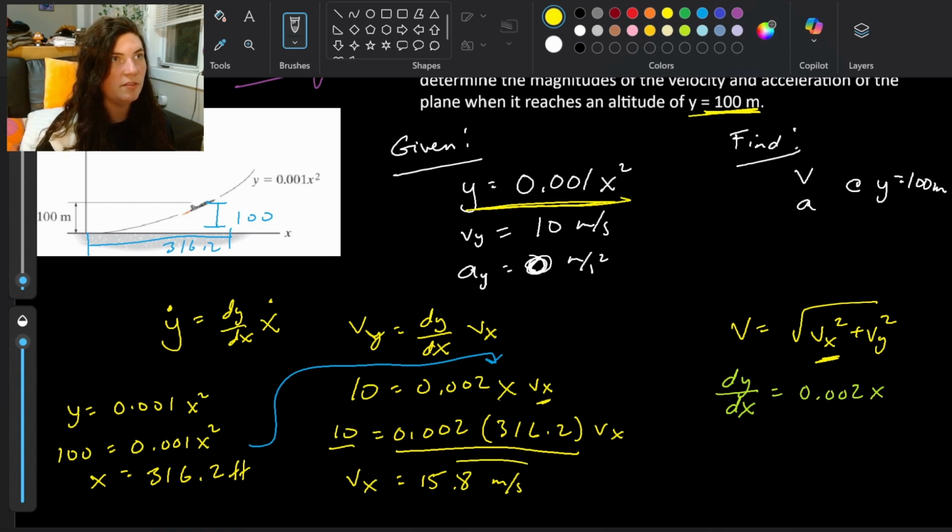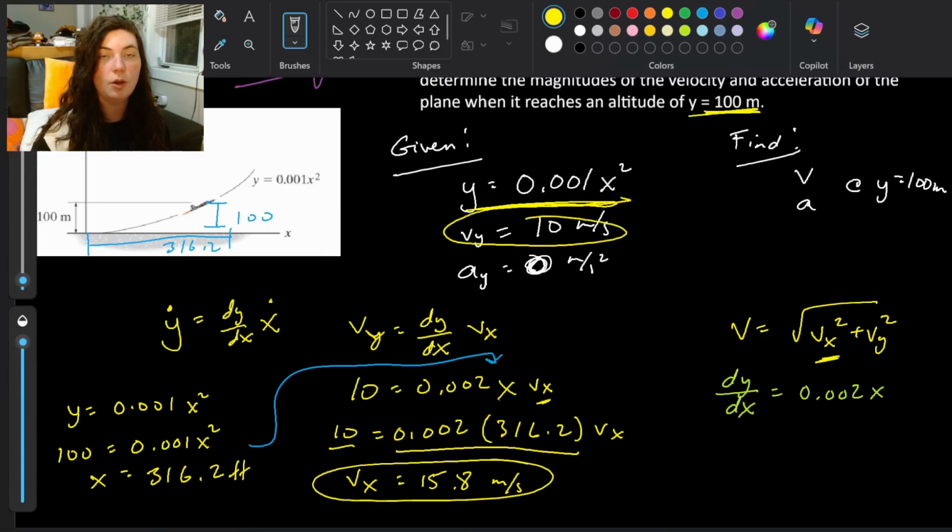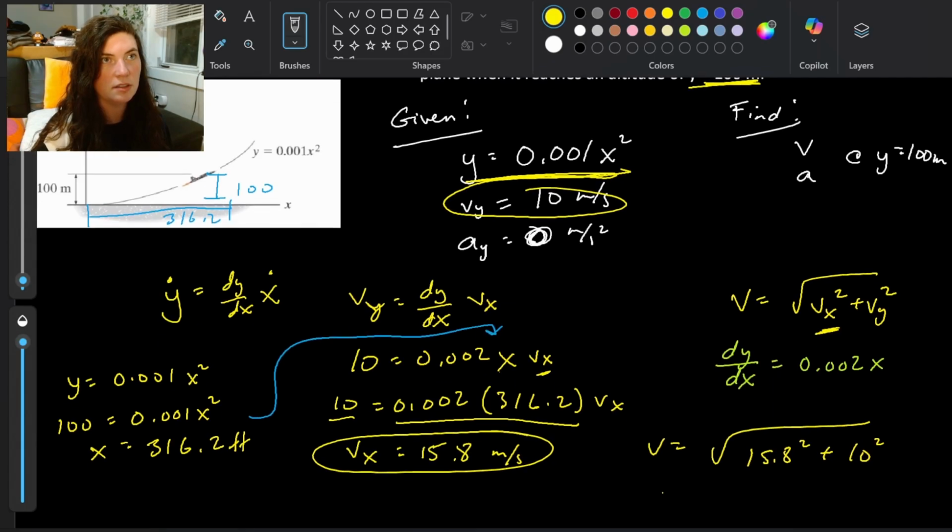So now I have my Vx, I have my Vy that was given to me in the problem statement up here. I can find the overall magnitude of that velocity. Velocity is the square root of 15.8 squared plus 10 squared. Simple as popping that in the calculator. Calculator gives me 18.7 meters per second.